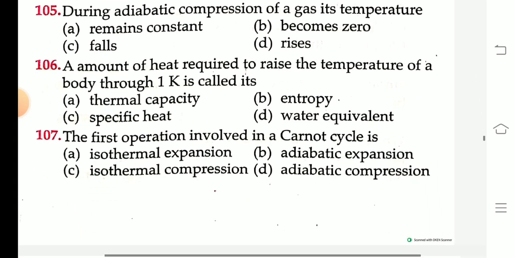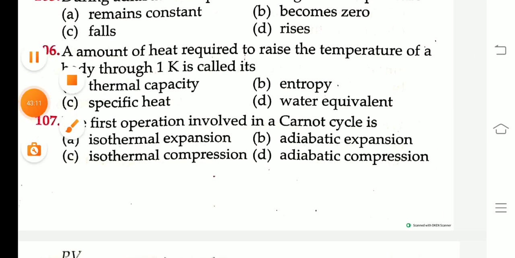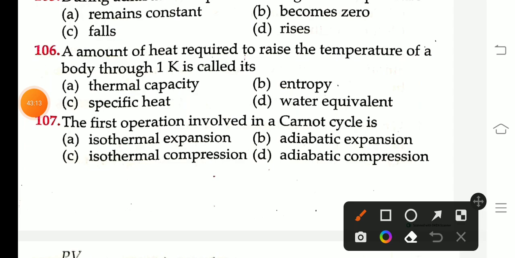Next, the amount of heat required to raise the temperature of a body through 1 Kelvin is called its. Right answer will be option A, thermal capacity. Next, the first operation involved in a Carnot cycle is. Right answer will be option A, isothermal expansion.